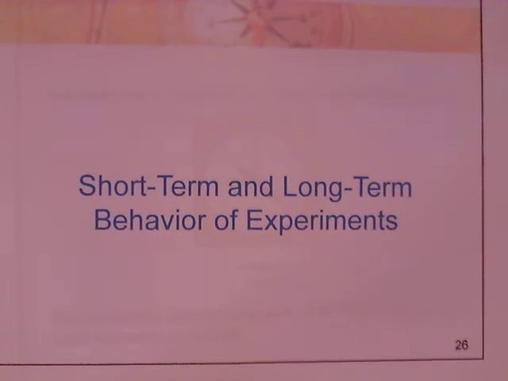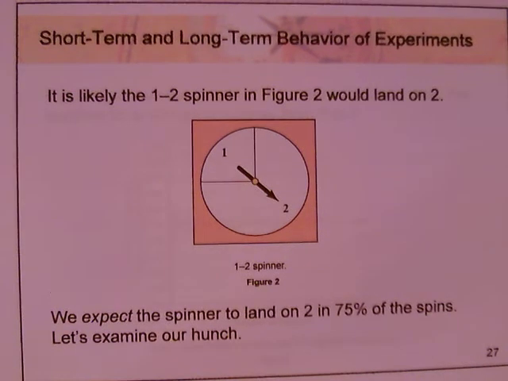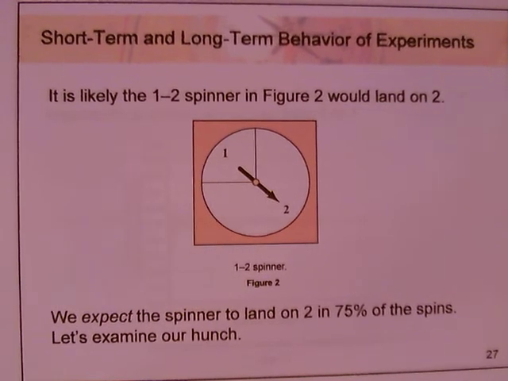Alright, next we'll talk about short-term and long-term behavior of experiments. So in this case here, it is likely the 1 to 2 spinner in figure 2 will land on 2, as you can see there. So here we expect the spinner to land on 2 in 75% of the spins. Okay. Now later on we're going to be talking about expected value when we get to section 9.3.